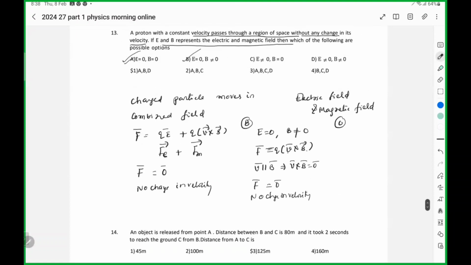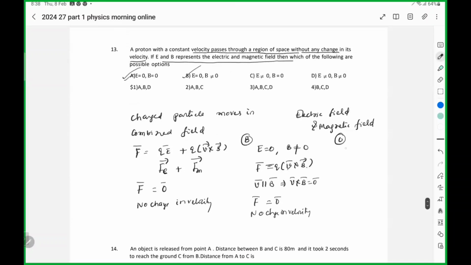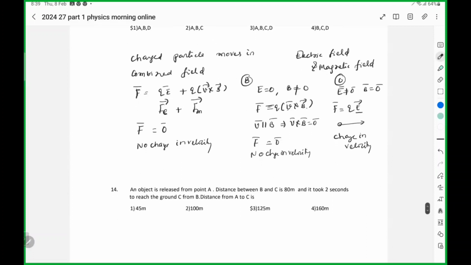Third option, if you consider C, the electric field is not 0 and the magnetic field is 0, then the force will be only QE. So there is definitely a force on the charged particle because of the electric field. There is a change in velocity. So in C, the velocity definitely changes because there will be a force.